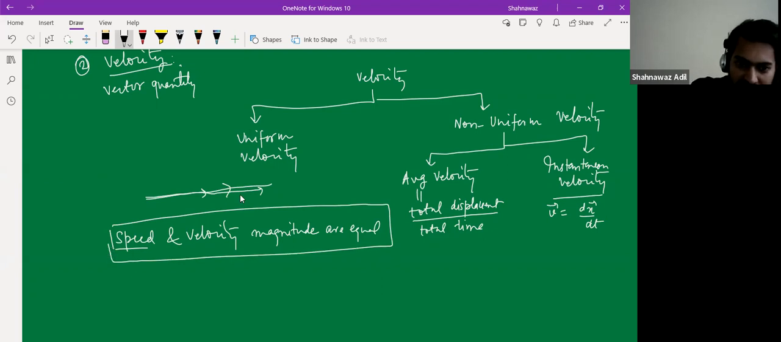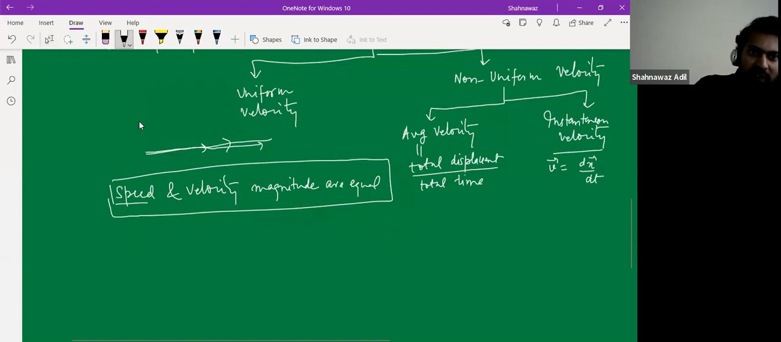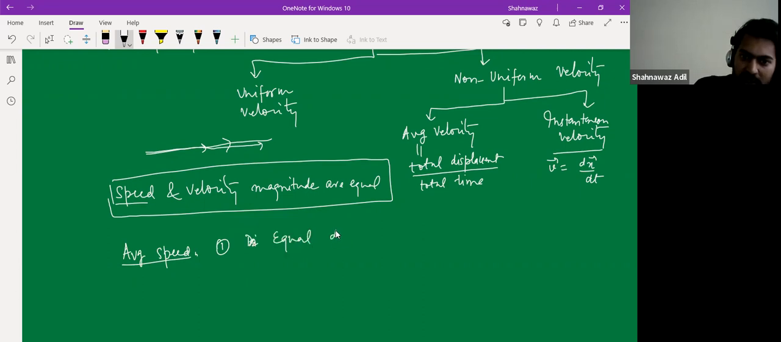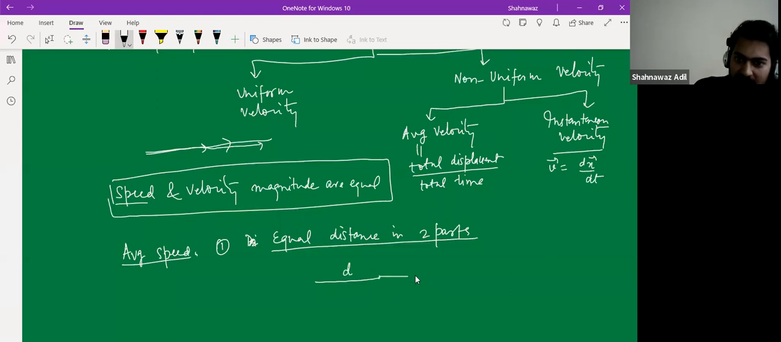And the next thing is that, for average speed, remember this formula. This can be done in two ways. When you cover equal distance in two parts, which means that a body covers this distance d and again covers the same distance d, this is A and B, and this distance the body covers with V1 velocity, and this distance it covers with V2 velocity. Okay, so what will be the average speed here?